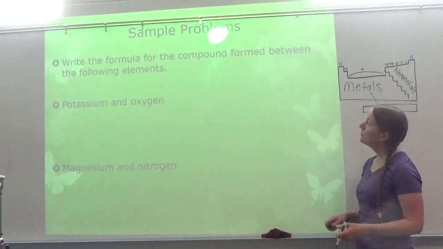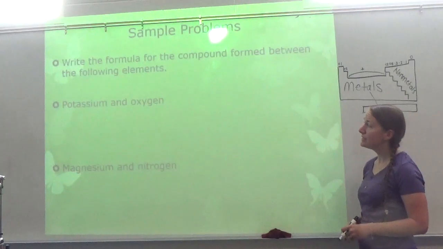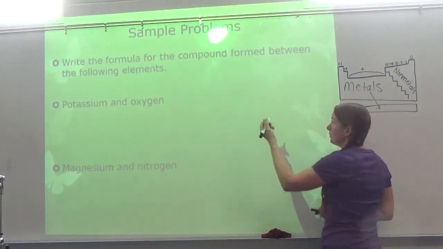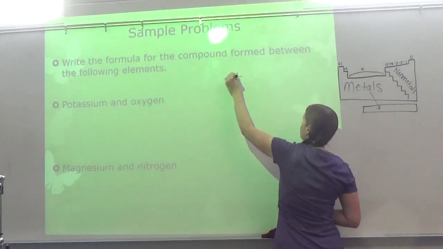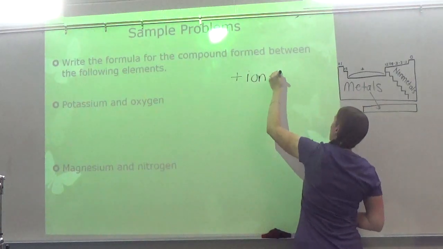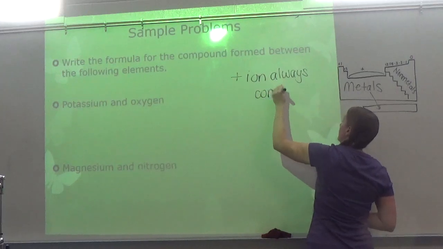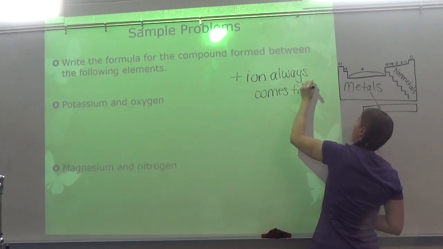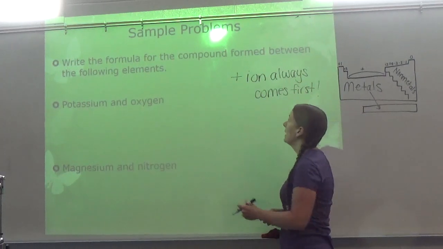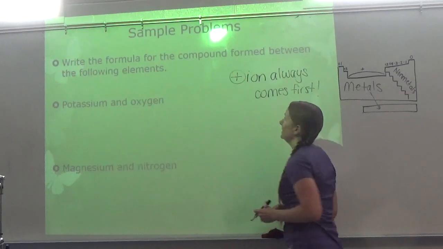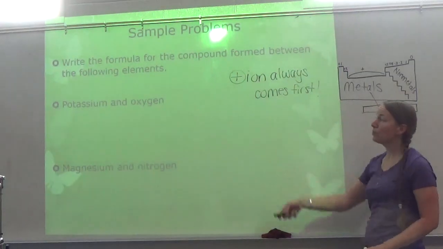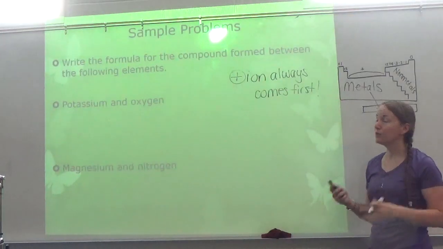So it says, write the formula for compounds formed between the following elements. One important thing, and you may want to make yourself a note of this, is the positive ion always comes first. Okay, the positive ion always comes first. It doesn't matter what order I give it to you in. The positive one has to come first.